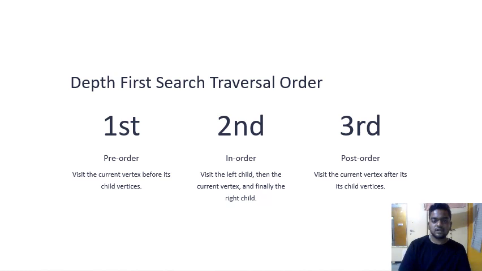Depth first search traversal order: first pre-order, second in-order and third post-order. Pre-order: visit the current vertex before its child vertices. In-order: visit the left child, then the current vertex, and finally the right child. Post-order: visit the current vertex after its child vertices.